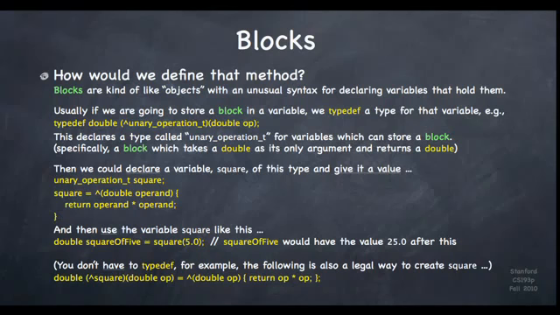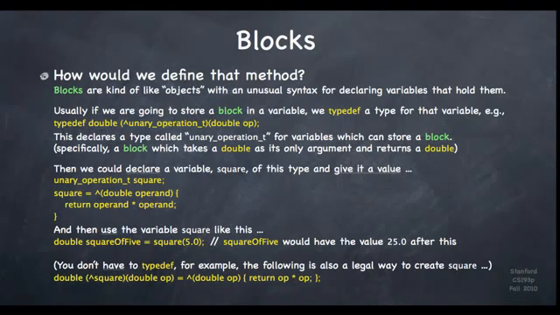And then I'm going to assign a value to square. And how do I assign a value to a variable that holds a block? Well, I'm going to say it equals a block, right? Equals caret, double operand, open curly brace, the code, close curly brace. So this particular block squares the operand, operand times operand.